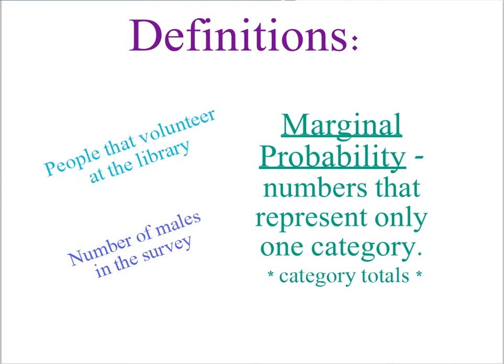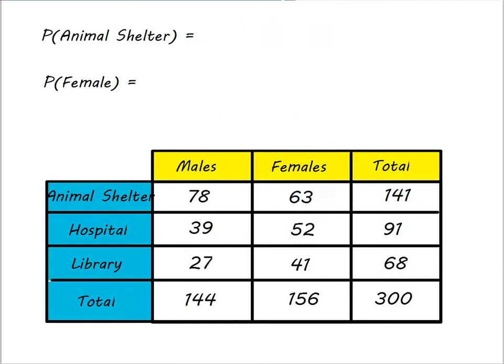Then I have something called marginal probability. And those are numbers that only represent one category, and those are going to be my category totals. So for instance, if I want to find the probability that if I pick someone off this chart, they work at the animal shelter, I look at how many people just work at the animal shelter, right? By the way, they're called marginal probabilities because I can find the numbers in the margins, right? Those are our margins. So people that work at the animal shelter, there are 141 of those out of all 300 people.